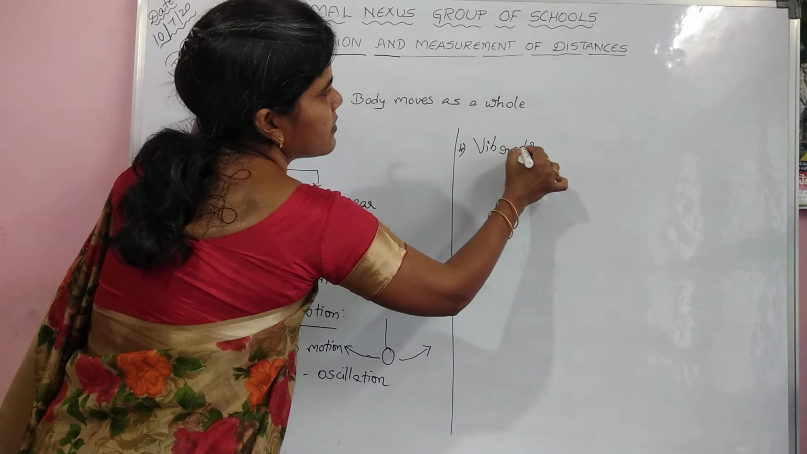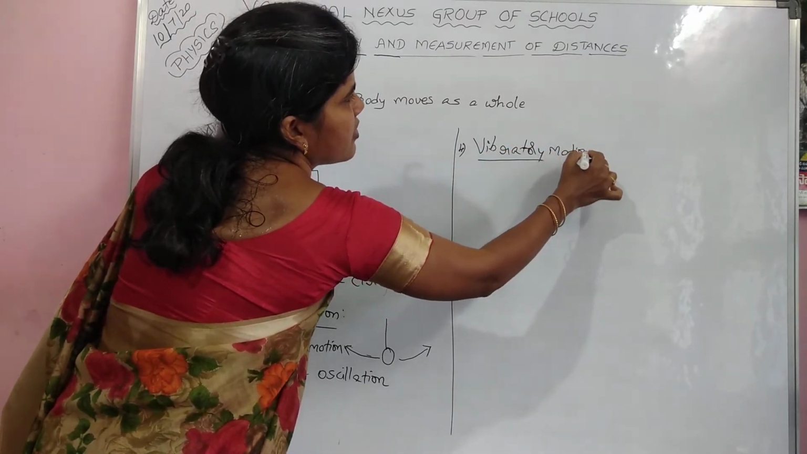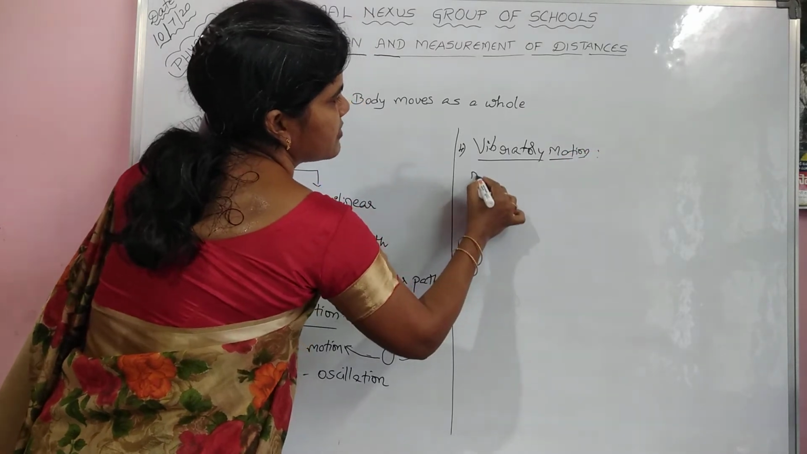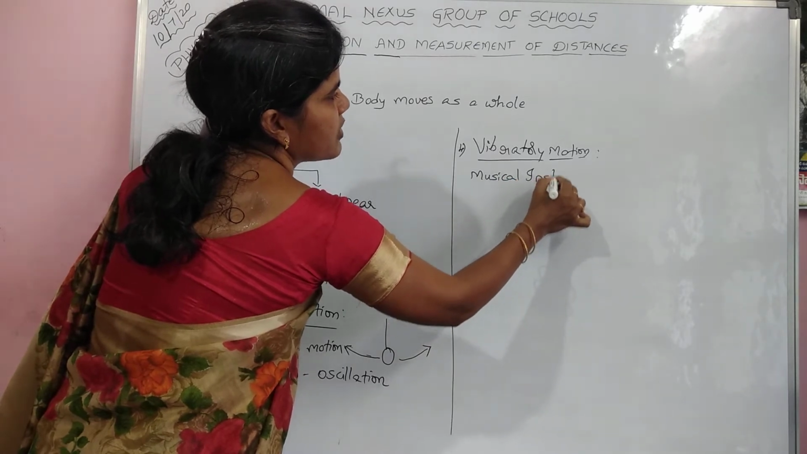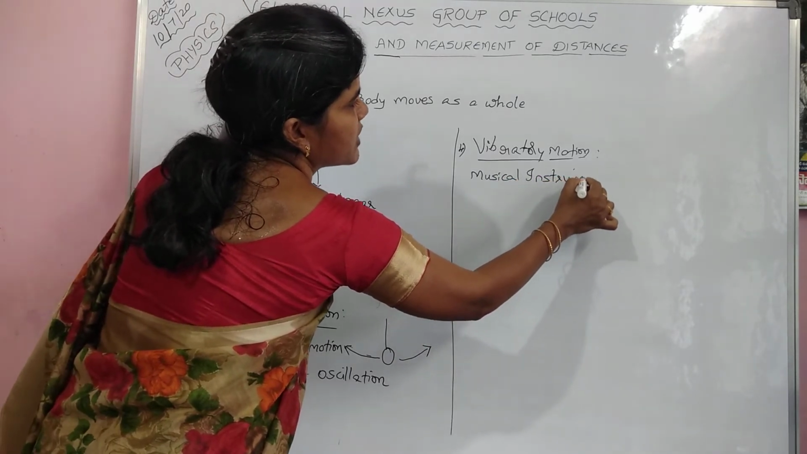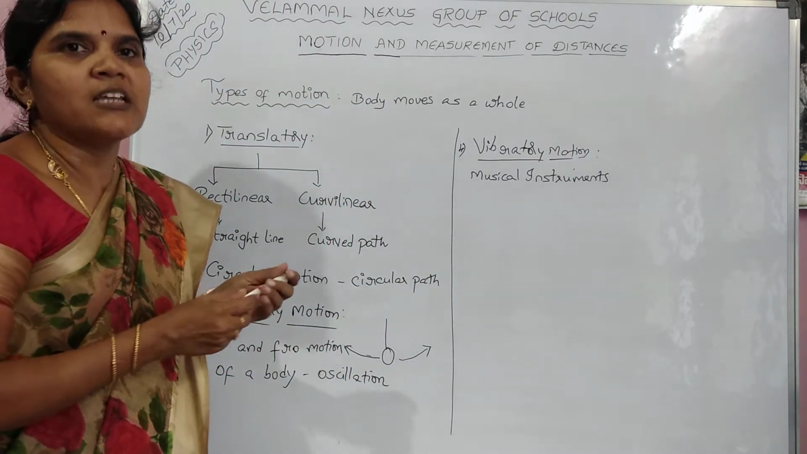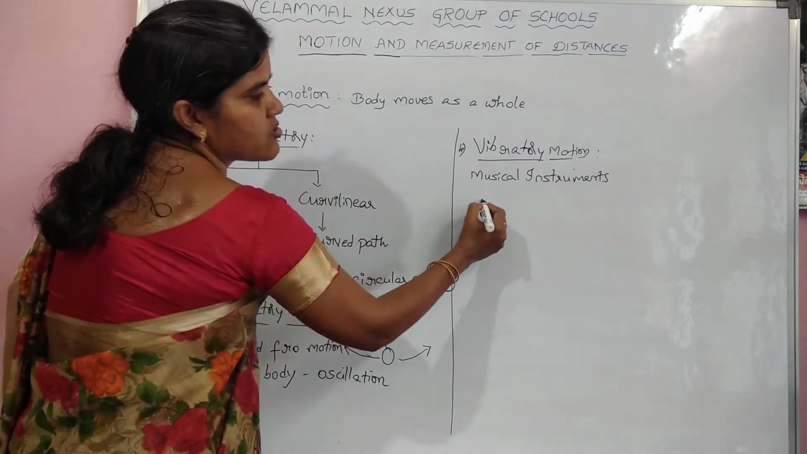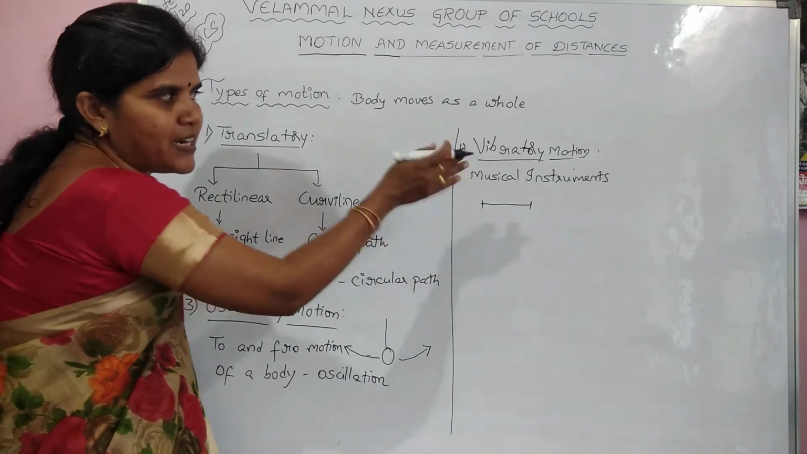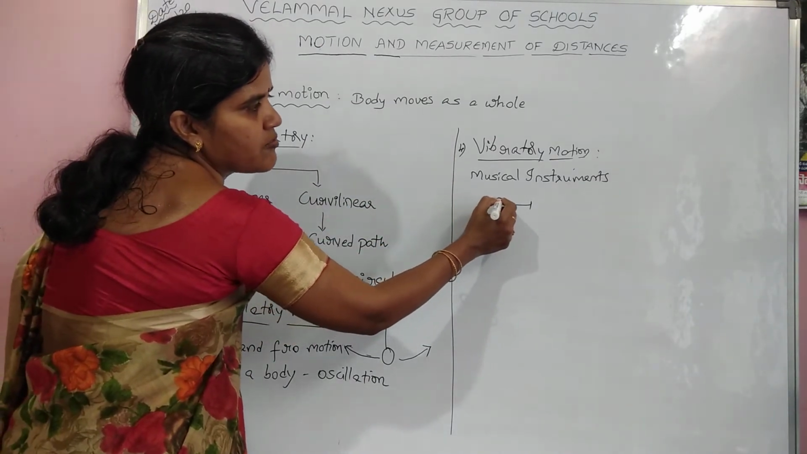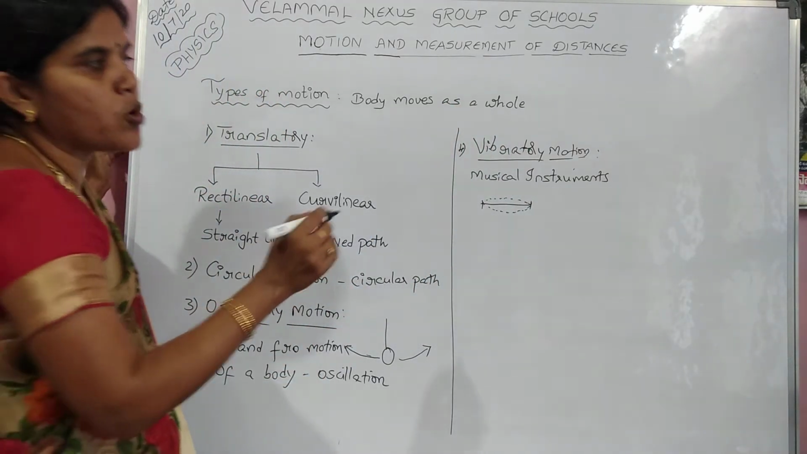Where will you see this vibratory motion? In all kinds of musical instruments. What is meant by vibration, children? If we take musical instruments, the strings will be there. The strings will be like this. If you pluck the string, they will start vibrating on their mean position. What is the mean position?